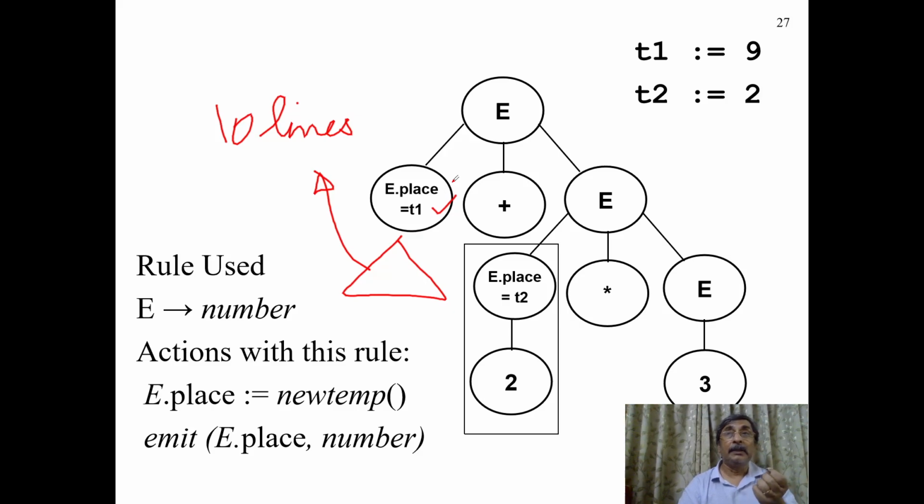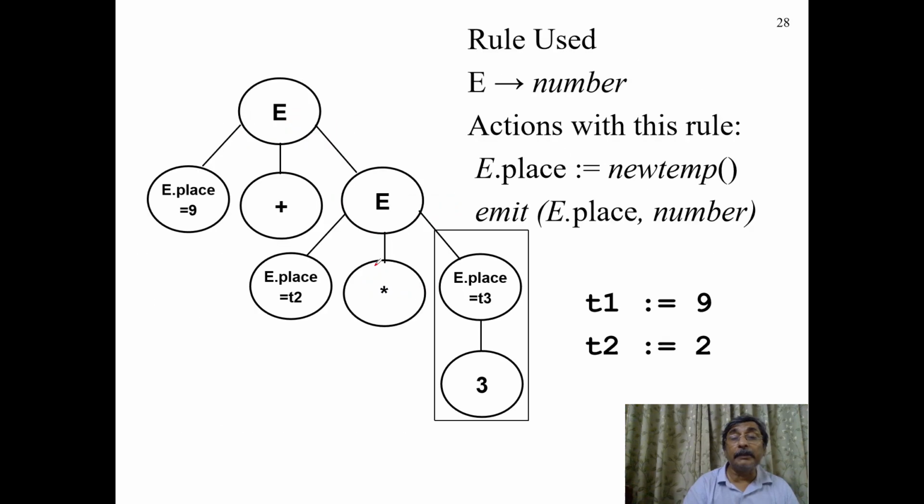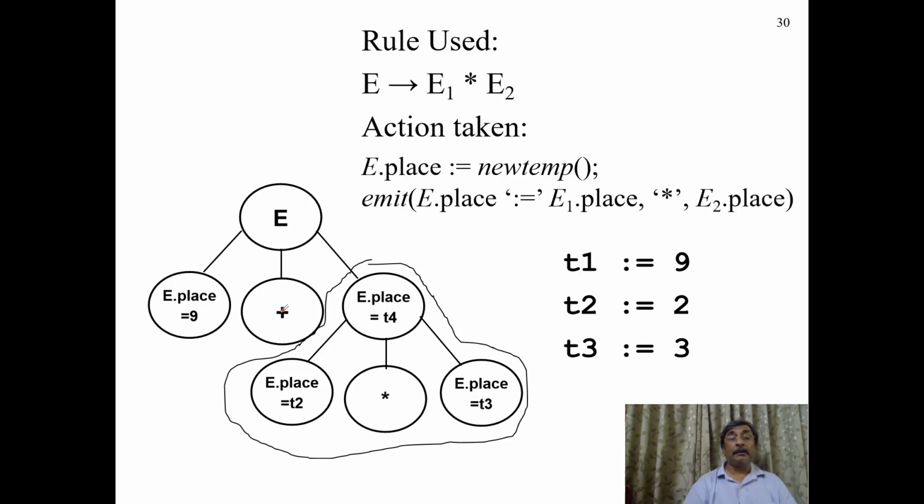So E.place is the variable name that contains the result of all that you have done in the parse tree beneath that particular node. For example, in this case, once I do that, E.place is T2, and you see that T2 contains the result of everything that you have done here. Now E.place will be T3 because of this new temp, and after this emit, this particular line will be emitted, and you can see that this part of the computation is remembered in T2, this part is remembered in T3.